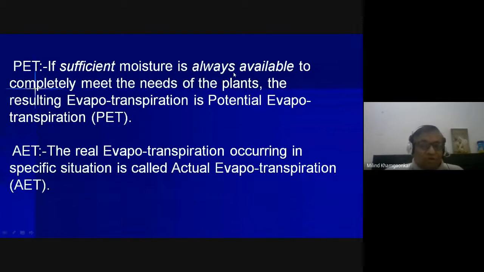So if sufficient moisture is already available or always available to completely meet the needs of the plants, the resulting evapotranspiration is potential evapotranspiration. इसका मतलब है कि जब soil में पानी saturation capacity तक है या ample quantity है, बरसात आती है, सॉइल के पोर्स पानी से भरते हैं, तो सॉइल के जो 100% पोर्स जब वाटर से फिल्ड होते हैं, तब सॉइल में फुल क्वांटिटी ऑफ वाटर है, 100% क्वांटिटी ऑफ वाटर फॉर द प्लांट ग्रोथ. तो इस समय जो इवेपोट्रांसपिरेशन होता है उसे पोटेंशियल इवेपोट्रांसपिरेशन करके बोलते हैं.